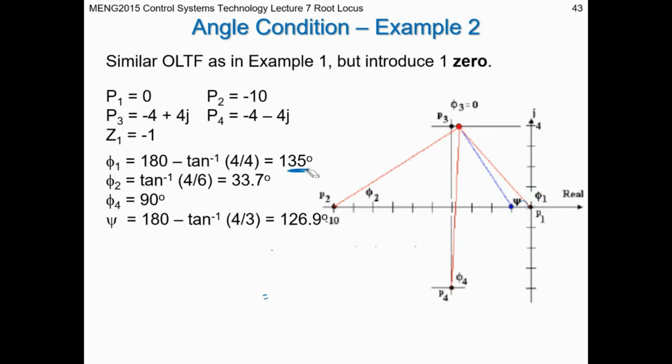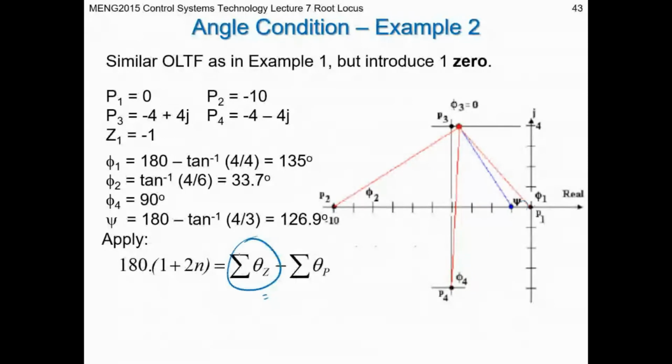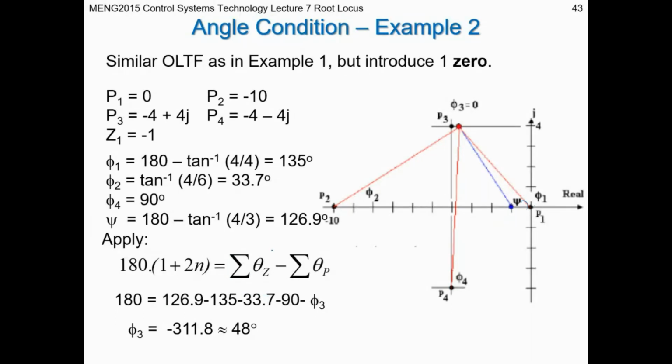Okay, so now we apply the angle condition again, but now we actually have a value for this zero. Well, okay, I did that already. Yeah, got that 48 degrees, and then we plotted.